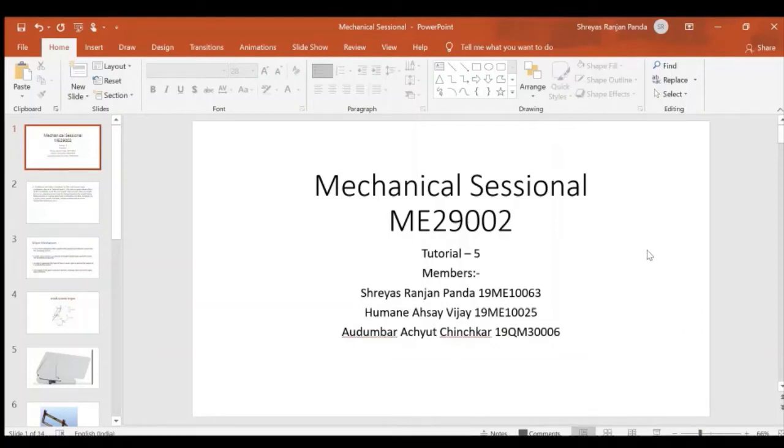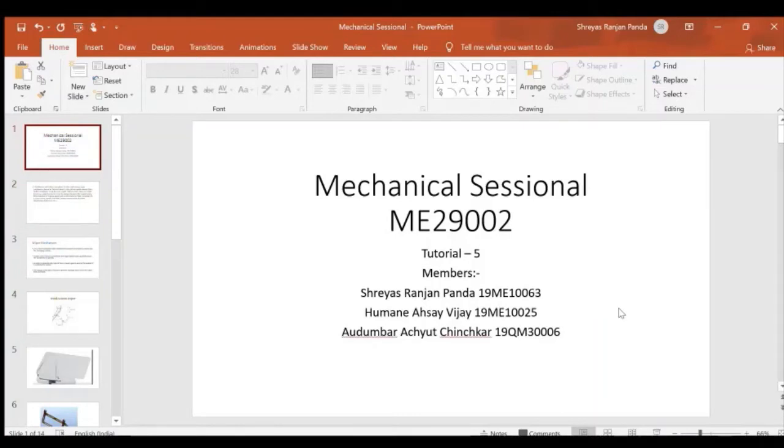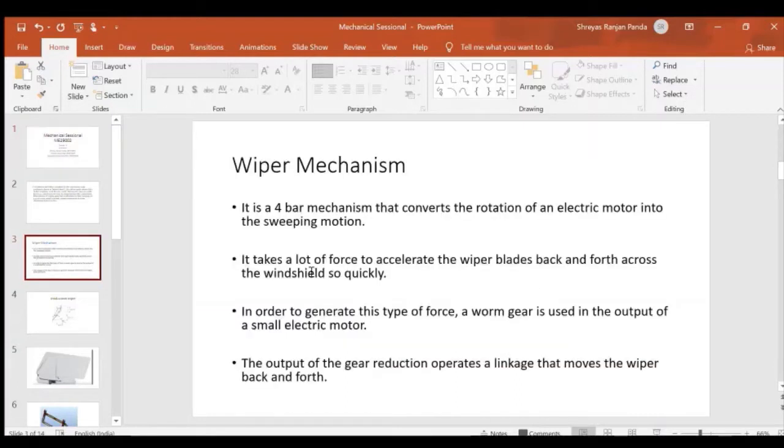So this is the presentation for tutorial 5 of mechanical sectional tutorial 5. We have decided to make the windscreen wiper mechanism, which was question number 1 in the series. We are a group of 3 people: I, Shreyas Ranjan Panda, my friend Humane Ashay Vijay, and Audumbar Achyut Chinchkar. So we will discuss the wiper mechanism first.